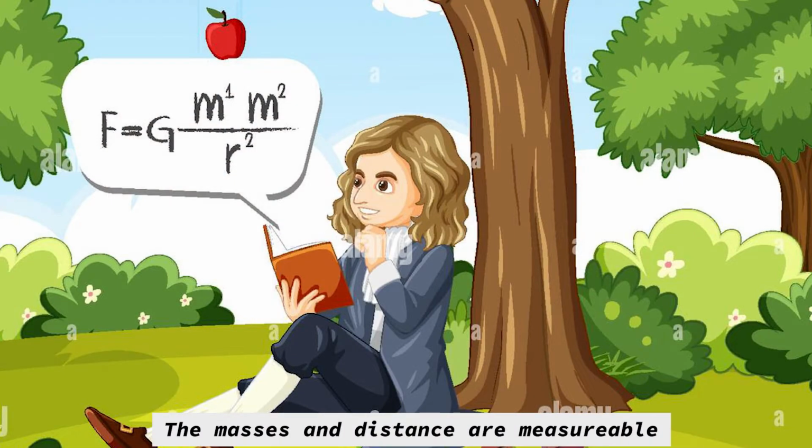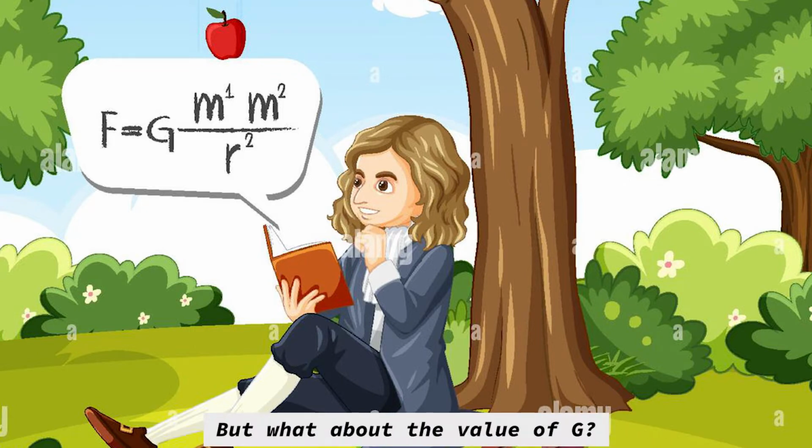In this equation, m1 and m2 are the masses of the objects, r is the distance between these objects, and G is the so-called gravitational constant. But how can we even determine the value of the gravitational constant?